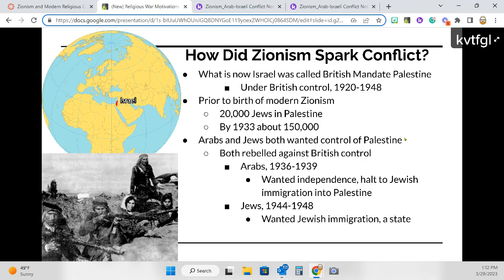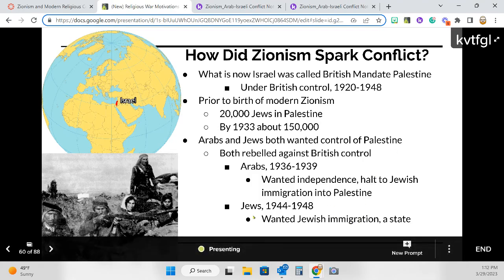On one hand, they want the same thing. They want a state. They want an independent Palestine, and they want it under Jewish control rather than Arab control, but the goal is the same. What is very much the opposite is that they want more Jewish immigration into Israel.